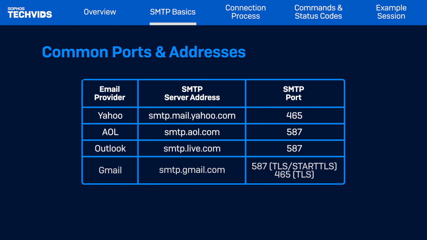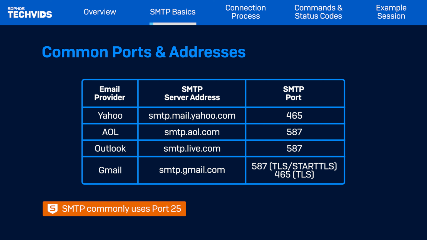Common ports and addresses for different mail providers are shown in this table here. SMTP commonly uses port 25 for email communication. However, SMTP can also utilize several other ports.